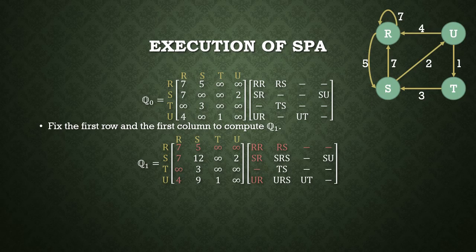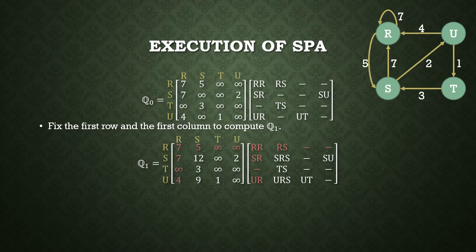Now we have to write the path for this entry 9. See that 5 is RS and 4 is UR. How do you concatenate them? Your final entry should begin with U and end at S. Begin with the row heading and end at the column heading. So we have UR and RS. And you can see that R is repeating. So we drop one R and the path for 9 becomes URS.